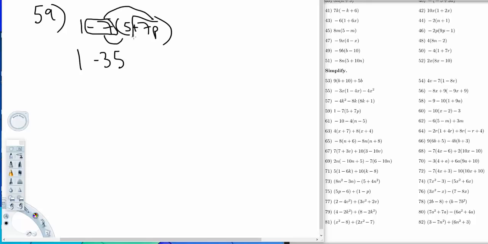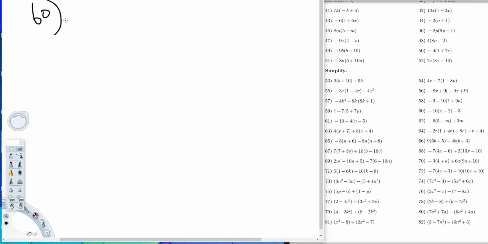times plus 7p. Well, a negative times a positive is a negative. Negative 7 times plus 7 equals negative 49. And of course, you add the p right here, right? Because you're multiplying negative 7 by 7p. So the answer here is minus 34 minus 49p. Did I get the right answer? Yes, I did.